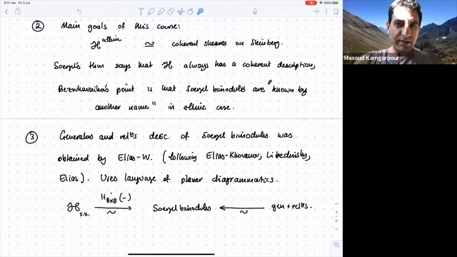Two, geometric realization. This one? Yes, maybe this one. Maybe I'm wrong.